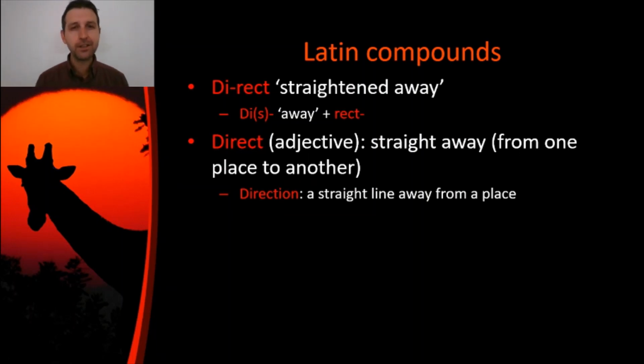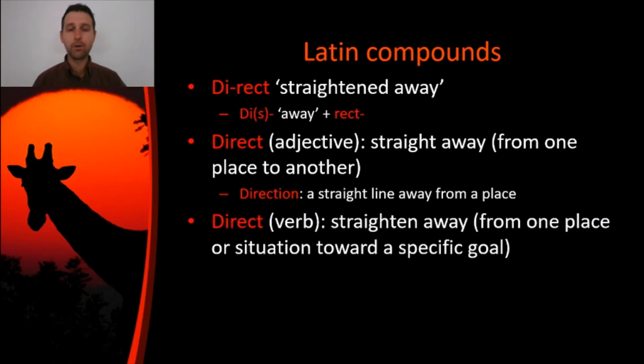Direction comes from this. A direction is a straight line away from one place. So if you point north, that's a straight line that you're pointing at, right? So you can see how that would mean a straight line from where I am to somewhere else. That's a direction. How else do we use this word in English?